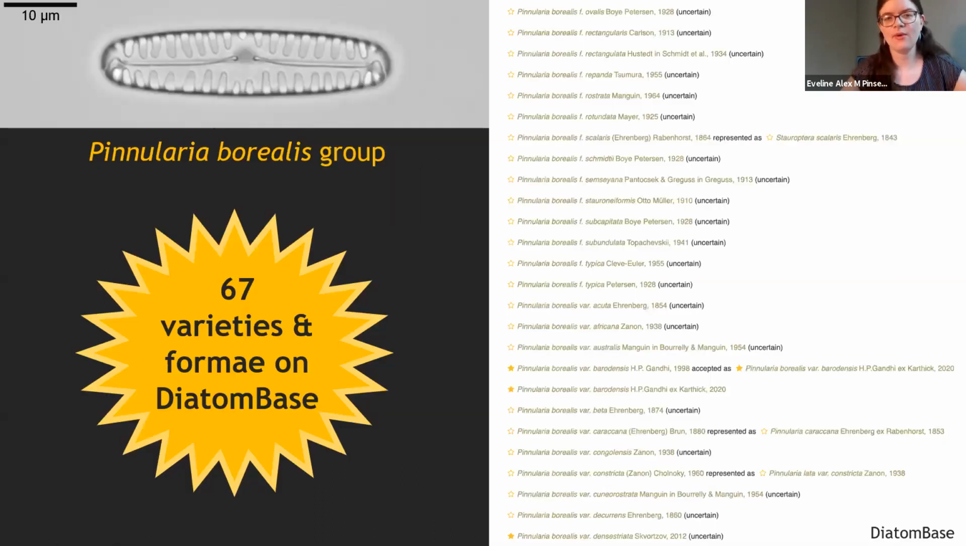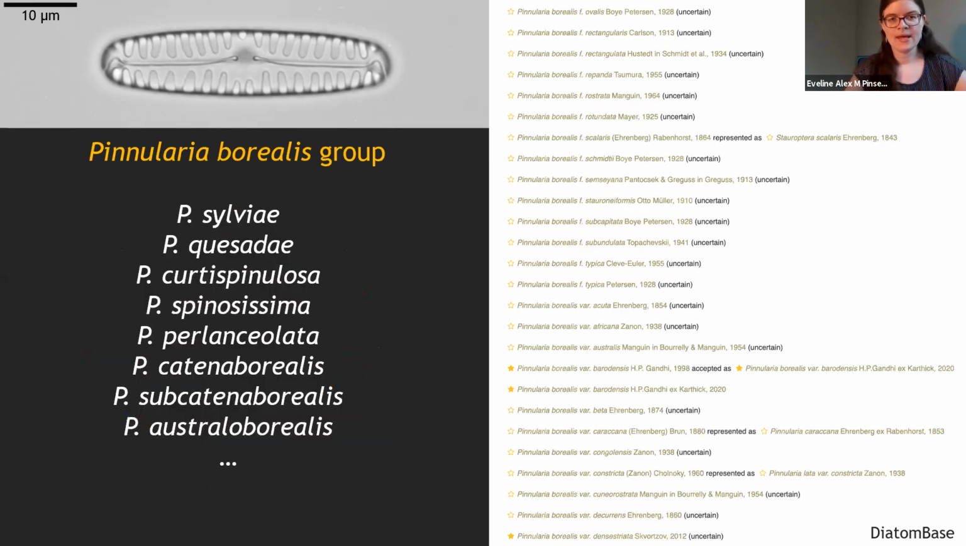And indeed, if we look at what DiatomBase tells us, we see there's actually 67 varieties and forma that have been described. A lot of these are currently not used or are not taxonomically accepted, but it clearly indicates that there is some morphological variability there, and taxonomists over the last 2 centuries have been trying to classify this by using a lot of descriptions on variety and forma level. And similarly, some taxa have also been elevated to species level because they are morphologically distinct from what is considered Pinnularia borealis. So clearly, this is a group of diatoms which are morphologically pretty similar.